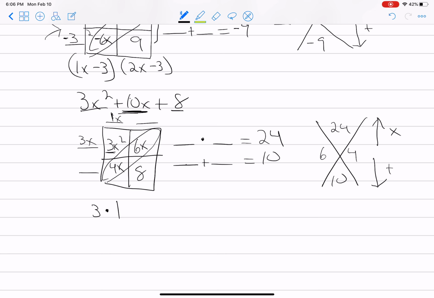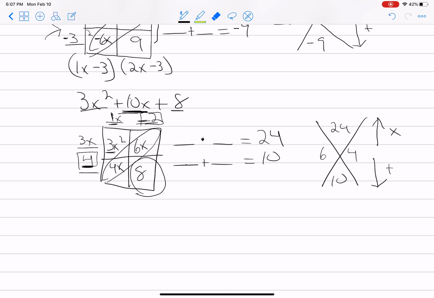Now I'm working from this 3x. 3x times 1x is 3x squared. 3x times what is going to give me 6x? And we should know that that's going to be a 2. All right? Now I have 1 times what here is going to give me a 4. Well, that's a 4. Okay, so 1x times 4 is 4x. And I see that 4 times 2, which is this box right here, is going to give me an 8 in that box. So this looks good.